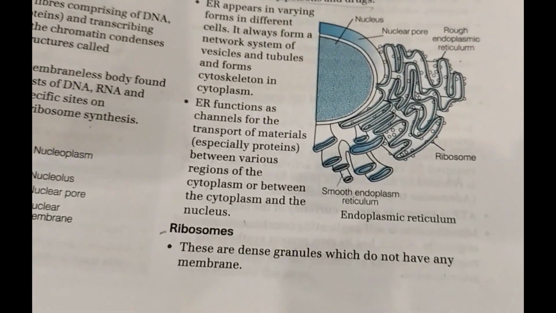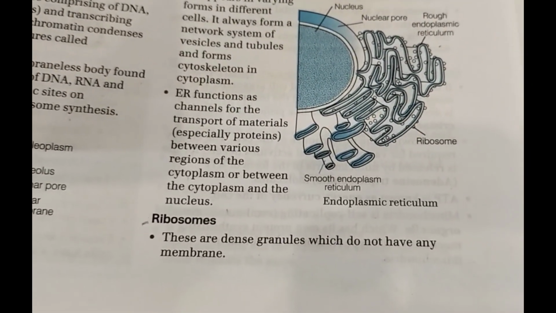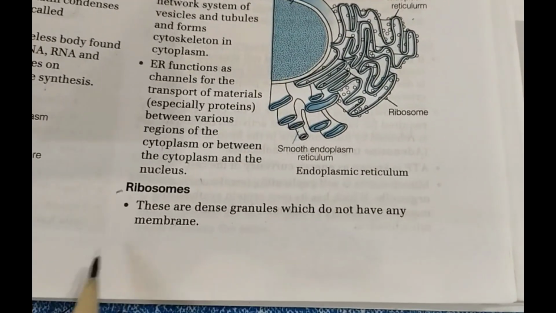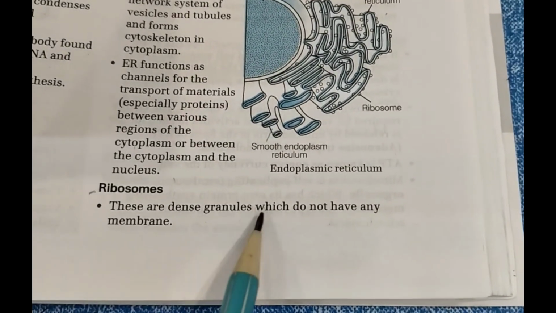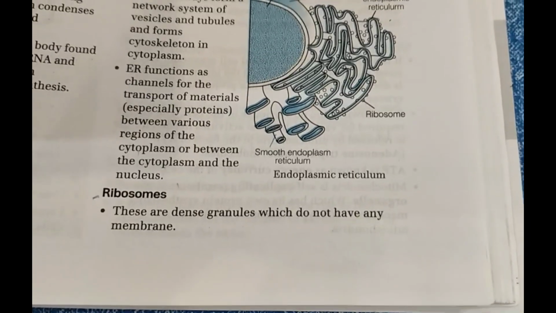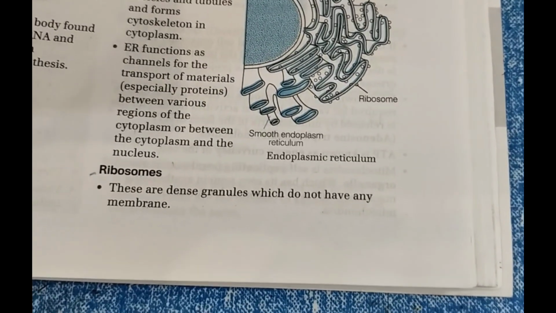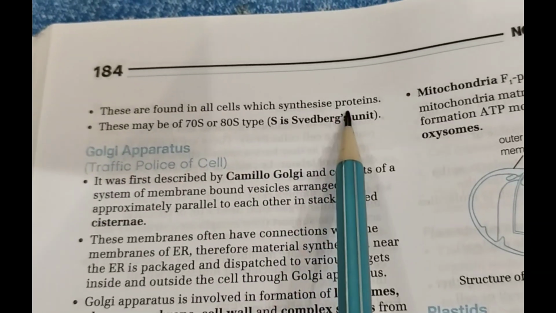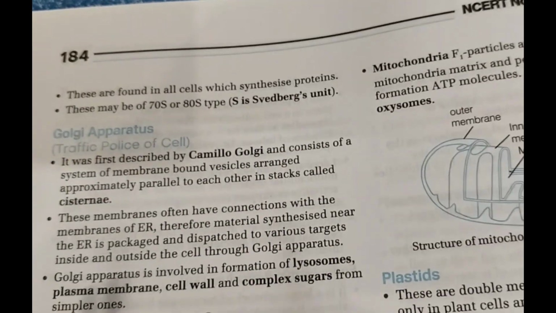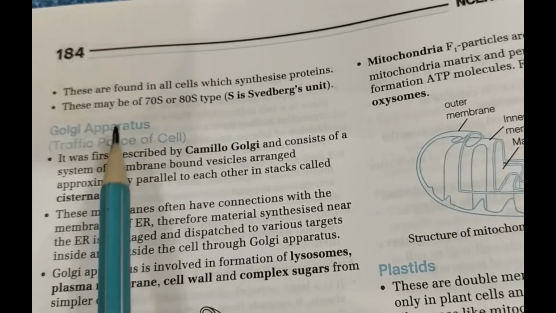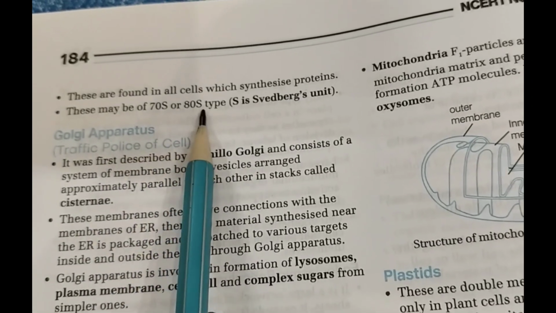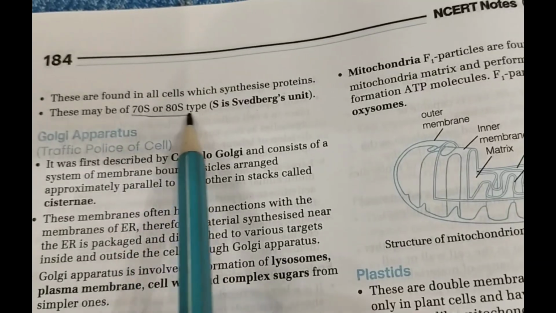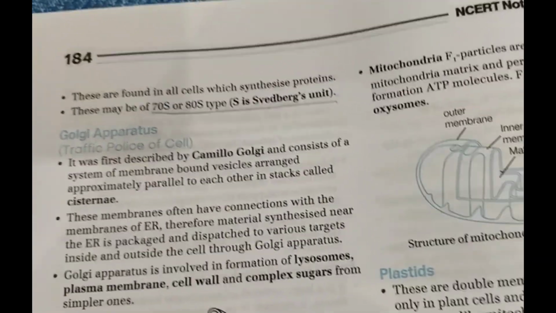Today I'm here with you with the next set of topics of chapter 2, cells. We'll be starting with the topic ribosomes. These are dense granules which do not have any membrane. इसमें membrane नहीं होता है. These are found in all cells with synthesized proteins. ये सारे ही cells में available होता है, right? These may be 70S or 80S type. S is Svedberg unit. Mark कर लीजिए, this is very important as per the exam point of view.